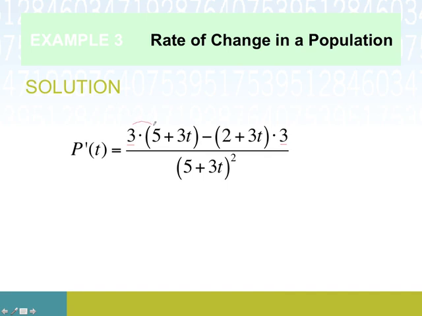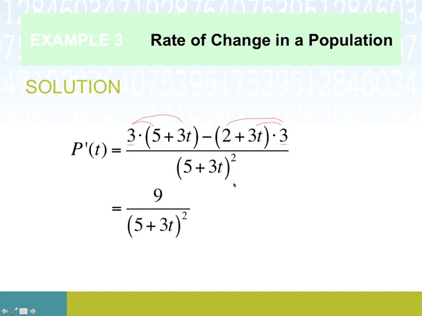And if we do that, we do a little distribution. We've got 15 and minus 6. We've got a constant term of 9. And then with the variable stuff, we've got 9t. But then we take away 9t as well. So actually all we have left in the numerator is that 9.